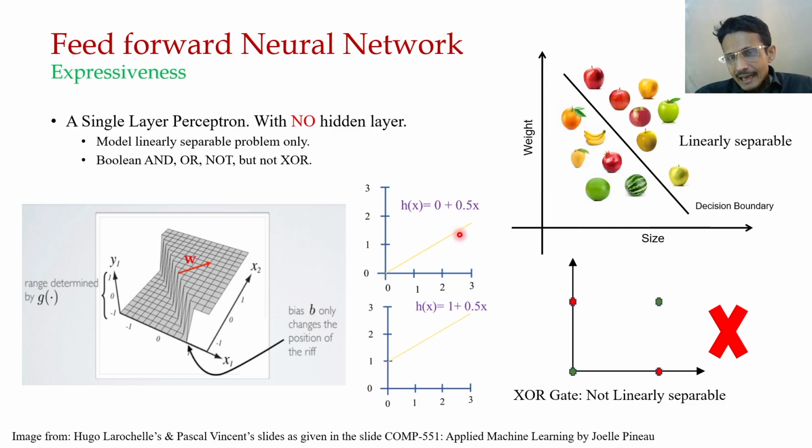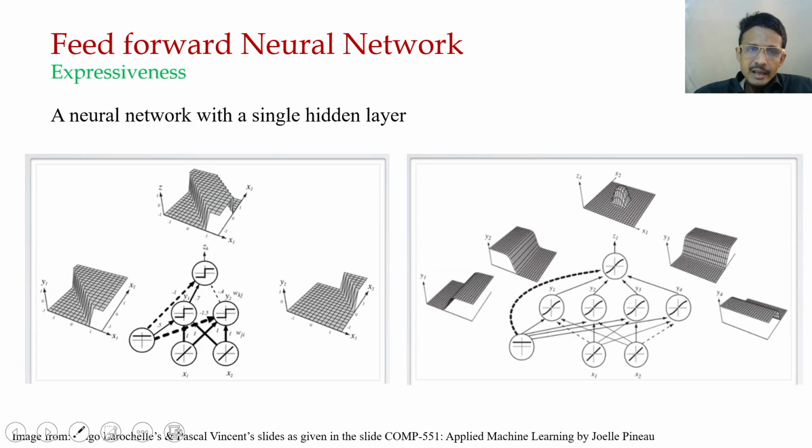So this is exactly what the bias is doing here, and it is very important to understand the bias for understanding the expressiveness of these models. Now here you can see the expressiveness with a single hidden layer. So it is a multi-layer perceptron, but with a single hidden layer. From the input, this is the hidden layer.